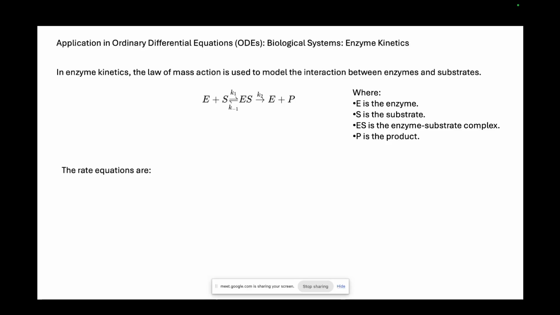So I'll give you a couple of minutes to write down the equations for the enzyme substrate complex and the product and the substrate. Then we can move on. I'll give you a minute to write it down or if you want to think about it.